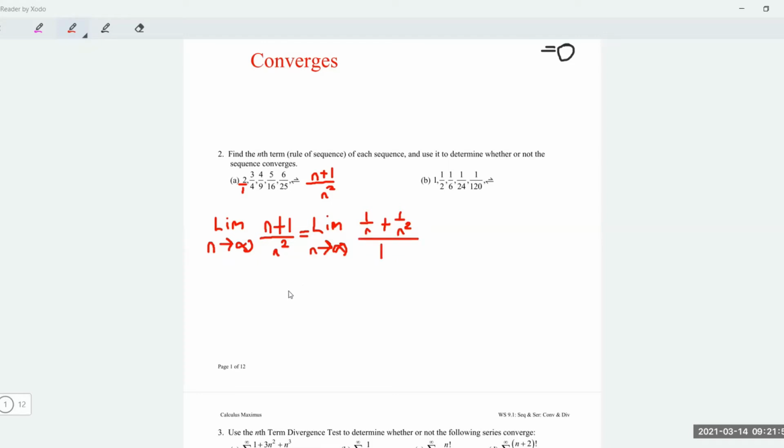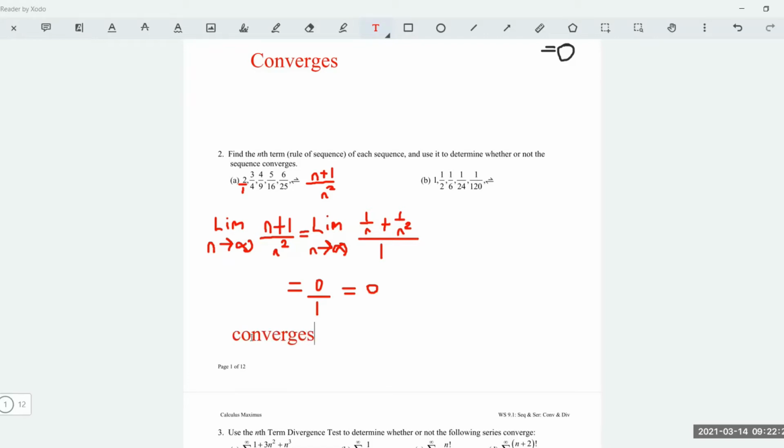Then all we need to do is plug in infinity now. 1 over infinity is 0 plus 0, so we get 0 over 1. Since we get 0 over 1, which is 0, then we know that this converges to 0. So the second example also converges. All right, nice. Now let's look at part B right here.